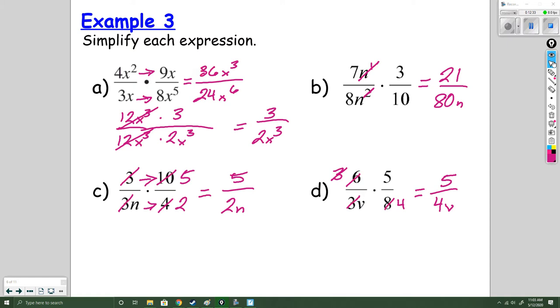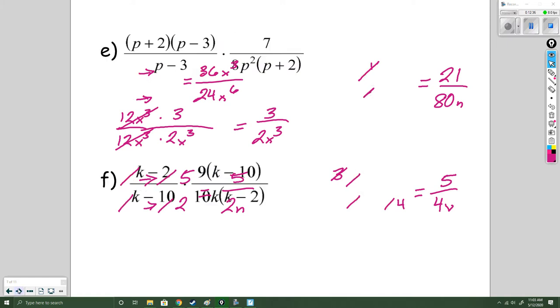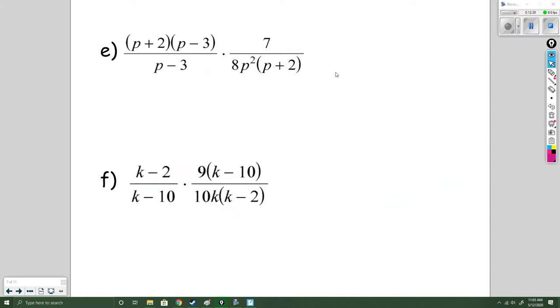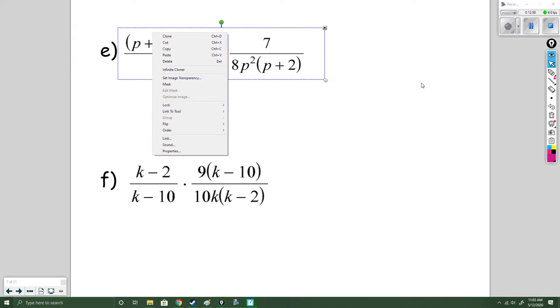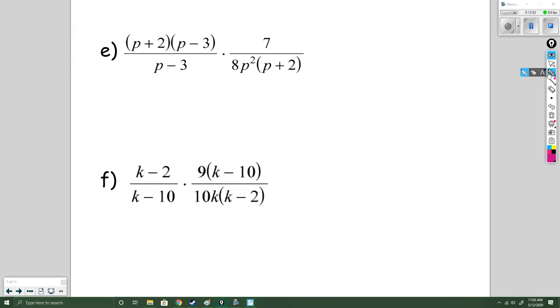All right, now we're going to get into a little bit more examples that have polynomials, or multiple polynomials, and multiple factors. If we take a look at E, like I said before, to get rid of a p plus 2, it would take another p plus 2 in the denominator. And we have that, so we can cancel those out. And then to get rid of a p minus 3, it takes a p minus 3 in the denominator, and we have that. And that just leaves us with 7 on 8p squared.